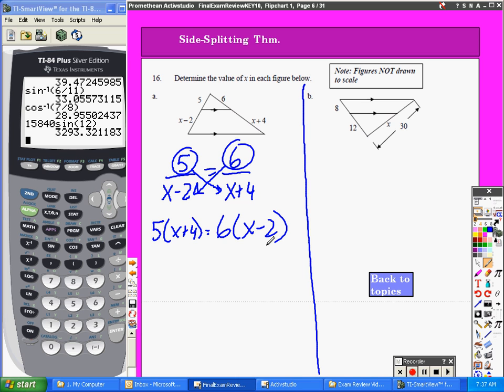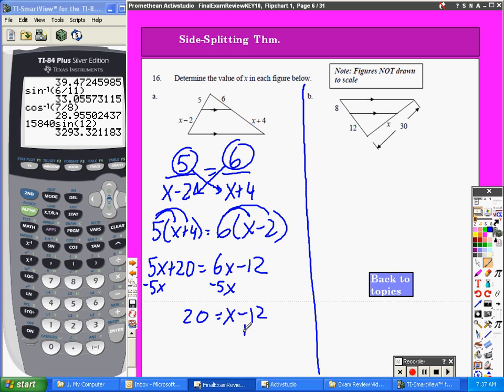Don't forget to distribute, so we're going to actually multiply this out. 5x plus 20 equals 6x minus 12. Subtract 5x from both sides, and you end up with x minus 12 equals 20. Add 12 to both sides, and you get x equals 32.